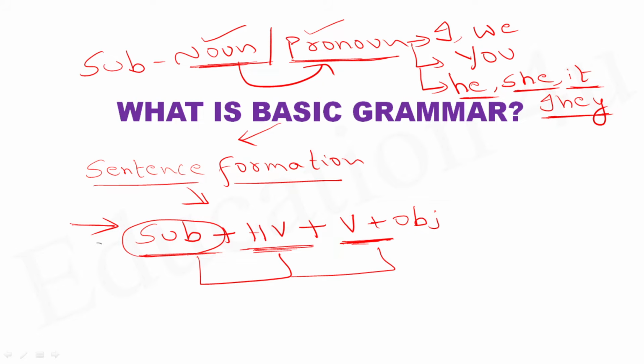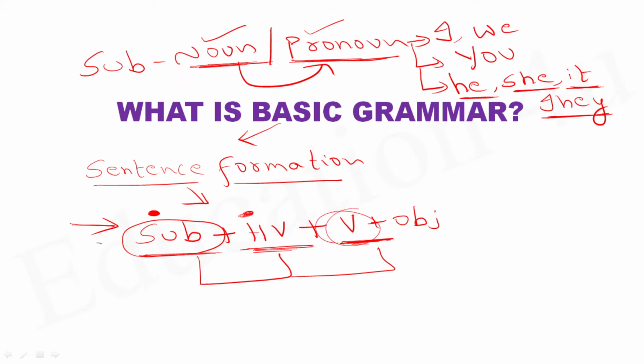So this is what we call subject. Everybody understood, subject is the element about which the sentence is talking. So subject can be a noun or subject can be a pronoun. Correct? We have discussed 7 pronouns: I, we, you, he, she, it, they. This is about subject. Now let's go to the second element, that is helping verb. So in the sentence formation, now let's talk about the second element, that is helping verb.